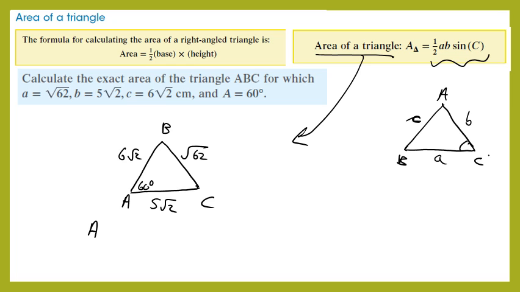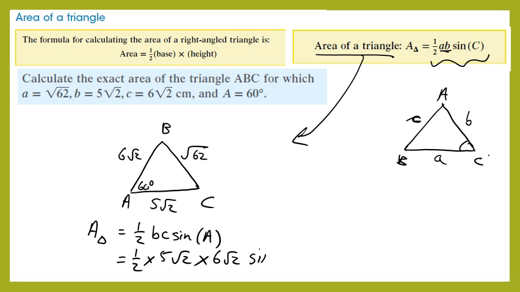So let's write it out. Now we might have to change this a little bit because we actually have angle A. So let's write the sine A part first. If you notice, these two letters are the other two letters. So we have B and C, and we times it by half. So half times, now remember B is the one across B, so we have 5 root 2. C is the one across C, so we have 6 root 2. Then times sine of A, which is 60 degrees.